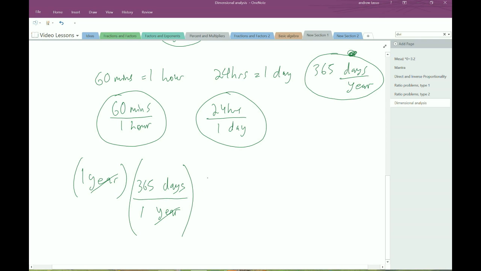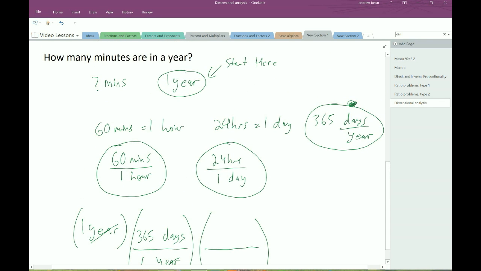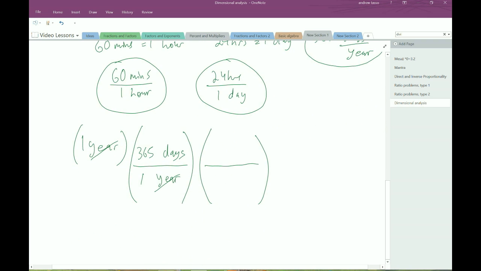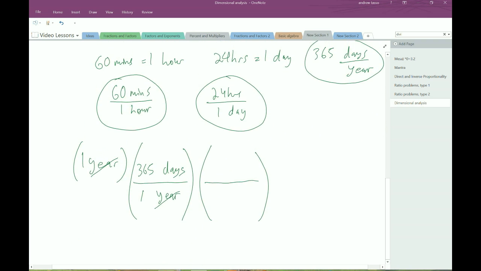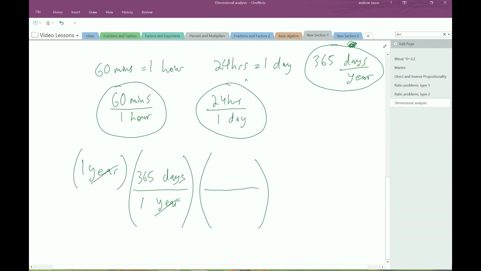Now we have units of days. So that's not quite what we want yet, right? Because we're interested in getting how many minutes there are in a year. So we're not finished until we get minutes. So to get rid of days, we need to use the one that has days, which is this one. And we have to make sure that we put days in the position where it's going to cancel out. So 1 day, 24 hours. That causes the days to cancel out.